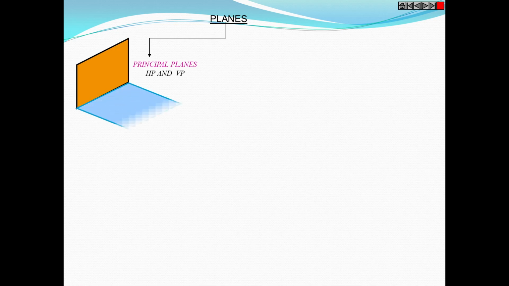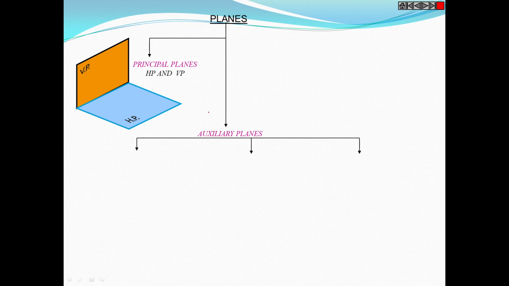Okay, so is there any other plane with horizontal plane and vertical plane? Yes. So we'll see the classification of planes, like principal planes and auxiliary planes. Principal planes are the horizontal plane and vertical plane. Horizontal plane HP and VP are the principal planes, main reference planes.